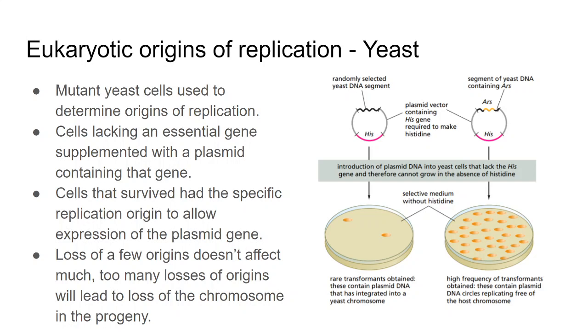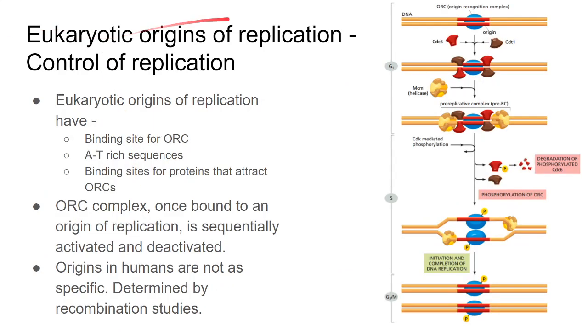Great. So let's move on. Now we'll talk about the control of replication that occurs in eukaryotes. So eukaryotic origins of replication are quite different from the prokaryotic origins of replication. The major difference is it is not as specific as the prokaryotic origins of replication. So prokaryotic origins of replication are extremely specific sites.